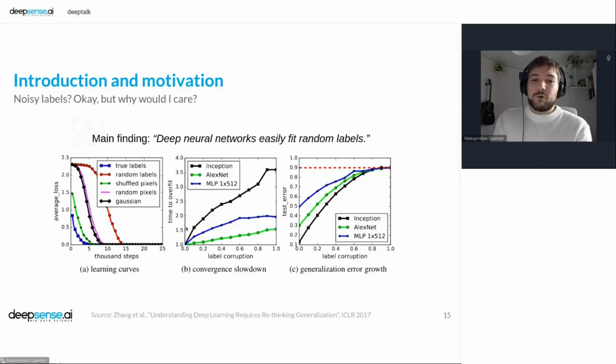So obviously, the time to overfit will increase if we introduce more corruption to the labels, but also the test error will increase to 0.9 if we got 100% of labels wrong. All right, so this is why we need it, basically to prevent it from overfitting. So we don't want to remember these noisy labels as the true ones.